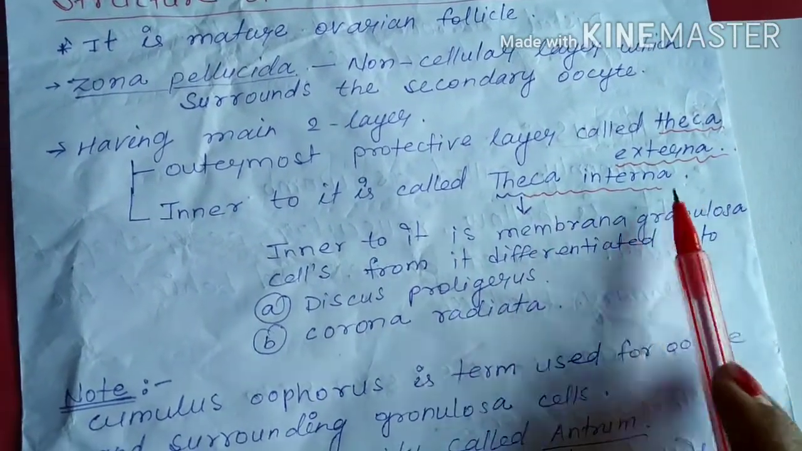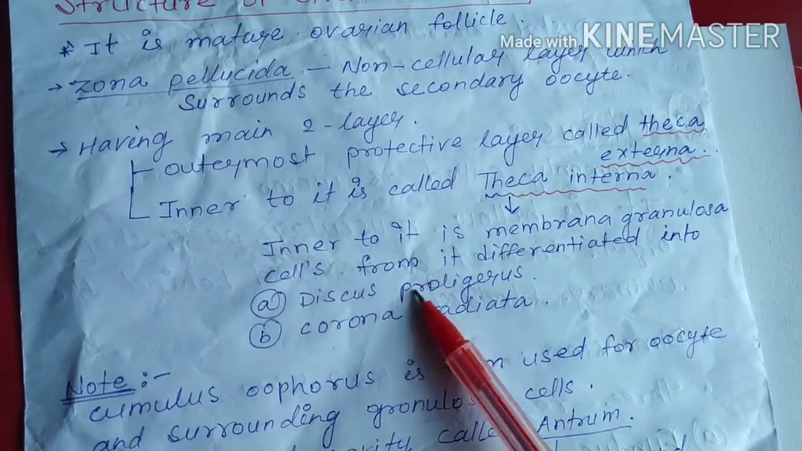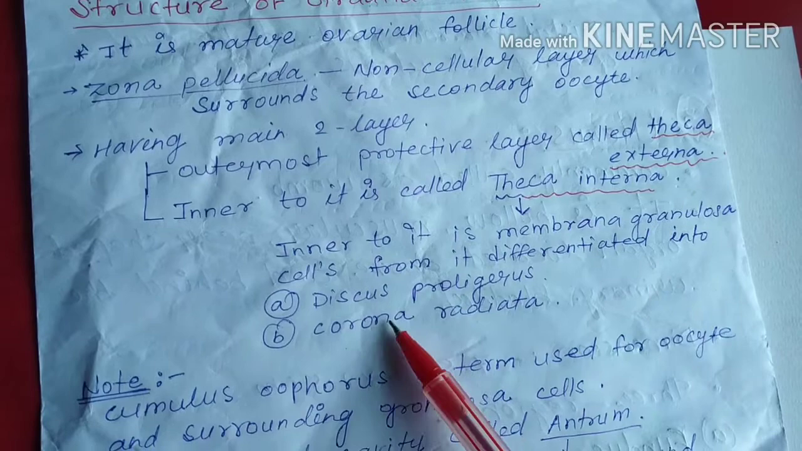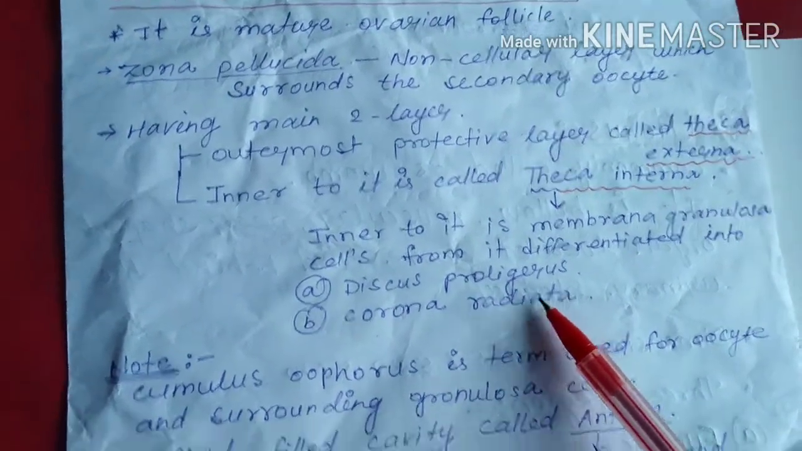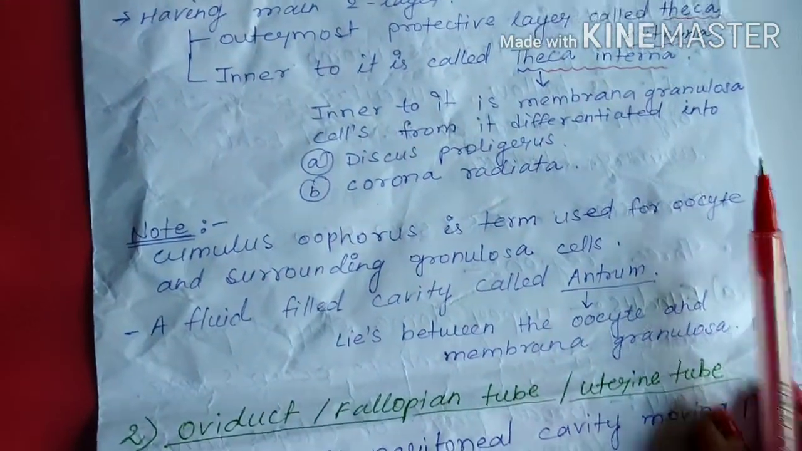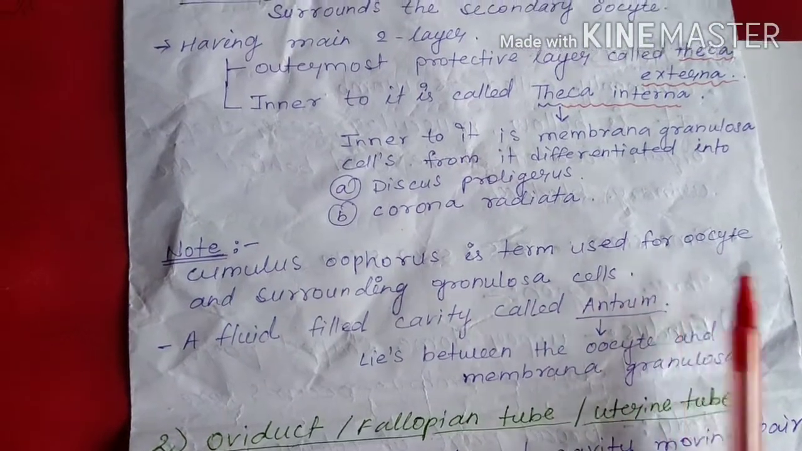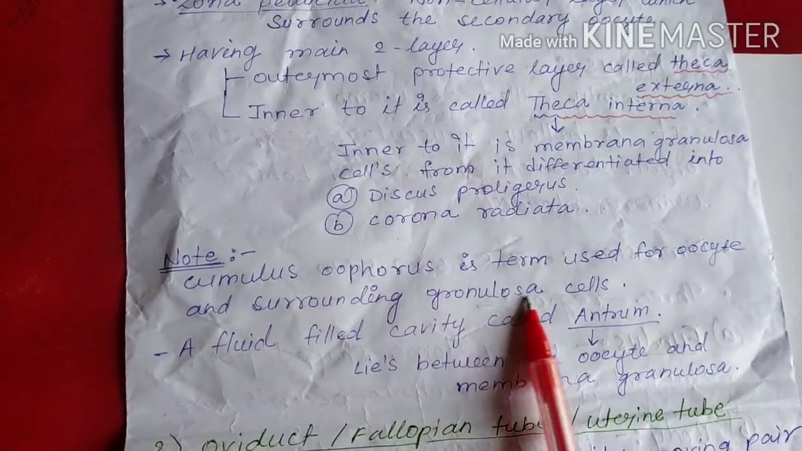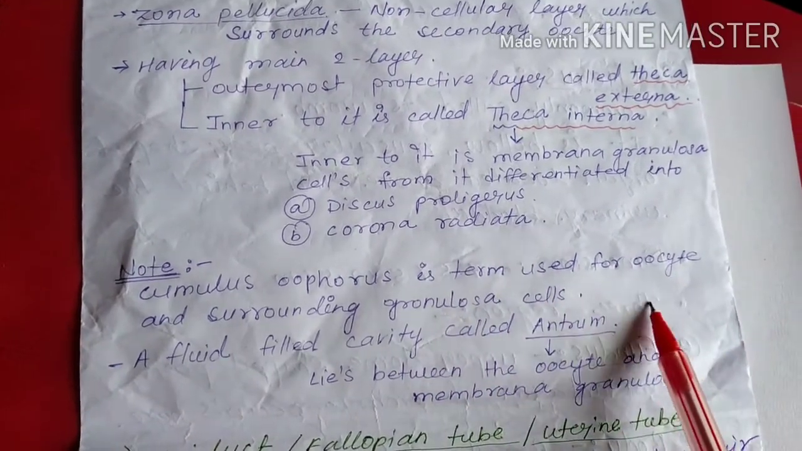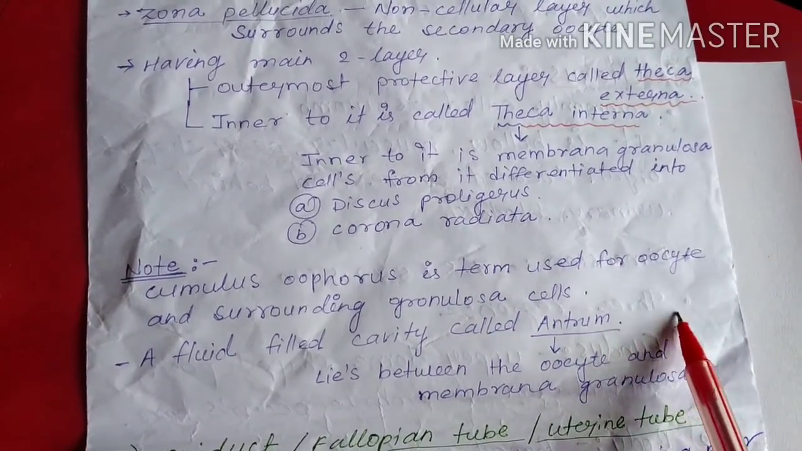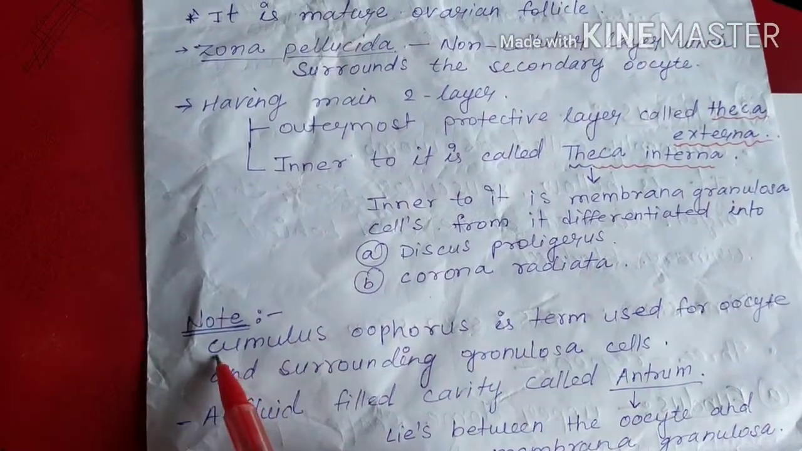Then, inner to theca interna is the membrana granulosa cell layer. It differentiates into two parts, that is discus proligerus and corona radiata. One point to note here is that the granulosa cells, as we can see in our diagram, surround the oocyte, and the whole oocyte together with the granulosa cells surrounding it is known as cumulus oophorus.